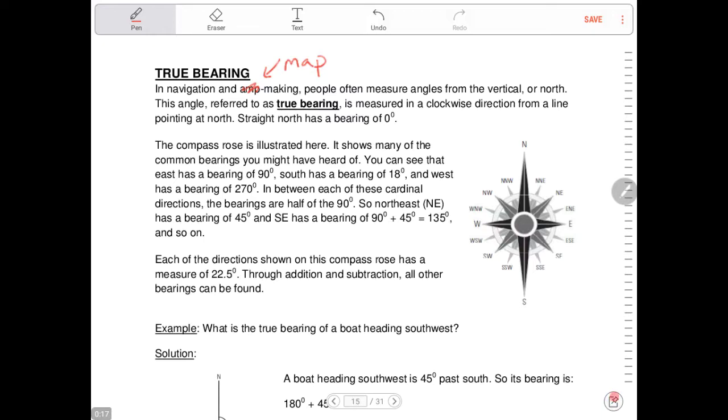It says here, in navigation and map making, people often measure angles from the vertical or north. This angle, referred to as true north, is measured in a clockwise direction from a line pointing at north. Straight north has a bearing of 0 degrees. What we're doing here, everybody, is assigning an angle measurement to direction. If you look at this directional guide to the right, if something was heading straight north, it would be heading on a bearing of 0 degrees.